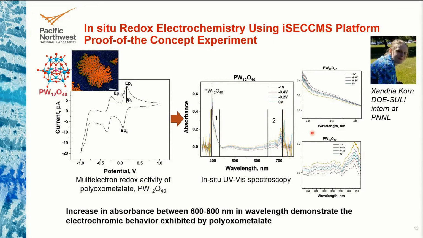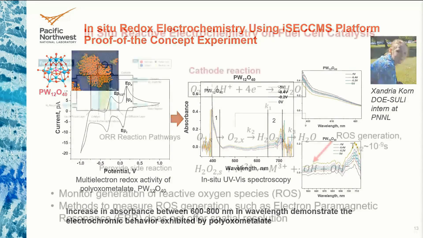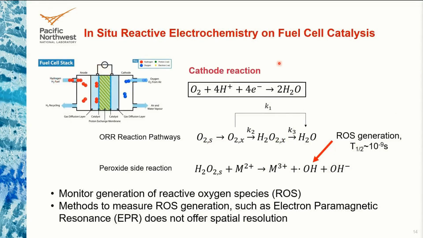And we also show that the response quite dramatically changes when you swap from 0 to minus 1 volt. That means it goes to a higher reduction state. So it forms a kind of blue color, which is also a well-known phenomenon. That's why the peak around 600 to 700 increases when you increase the potential. So this gives a confirmation that the setup works. Then we use this setup to understand fuel cell oxygen reduction reaction activity.